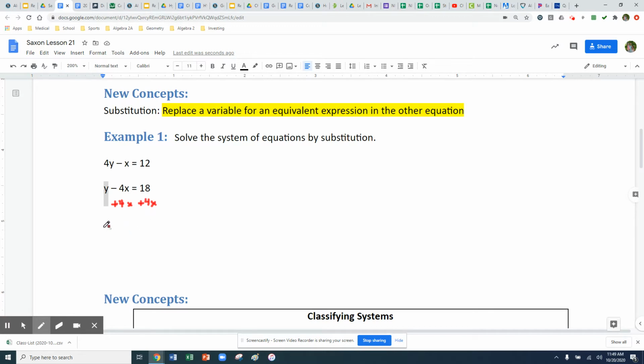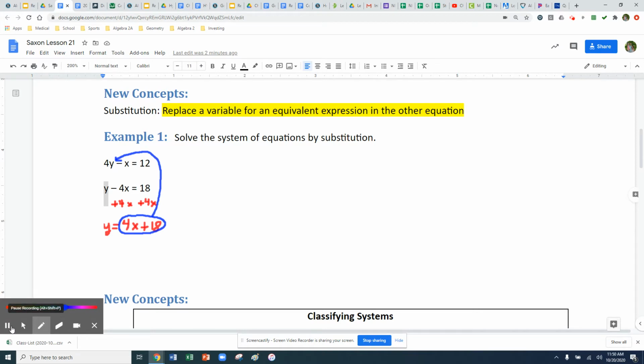Once you've identified the equation you're going to solve for a single variable, you can start to use algebra to get it solved. So now we have an equivalent equation, y equals 4x plus 18. Now here's where the substitution comes in. Now we have a variable y equal to this expression, 4x plus 18. Now I can use that 4x plus 18 as a substitute for y. So we're going to take this whole expression and substitute that in for its equivalent variable, y.